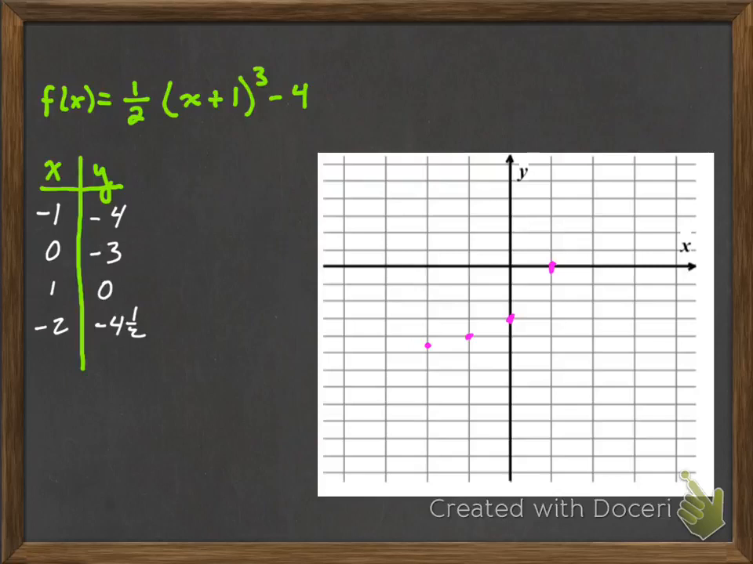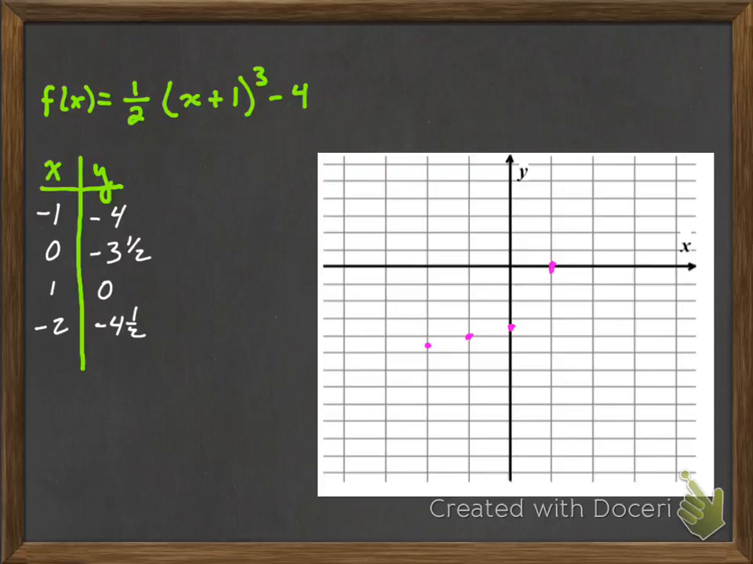I think I made a mistake up here. Let me fix something real quick. This should have been negative 3.5 on that problem, so let me fix that one real quick. Good catch on your part.